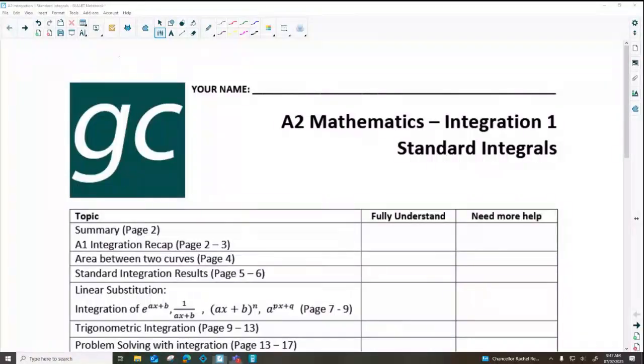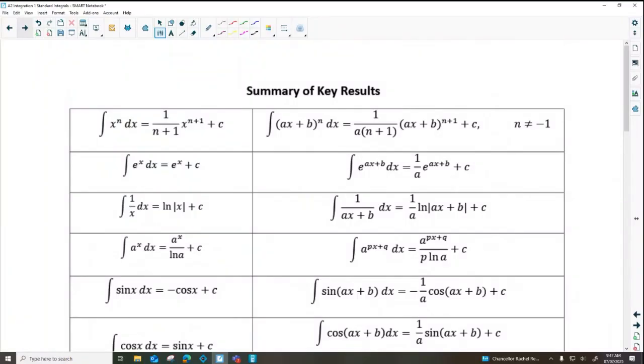Integrals. Just to warn you, well, perhaps show you, on the first page, there's a summary of the key results that we will meet. Now, please don't be freaked out about this because we're going to go through all of these results carefully and gradually as the pack resolves.